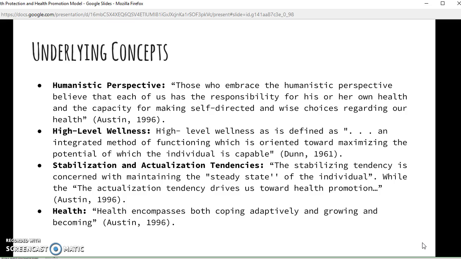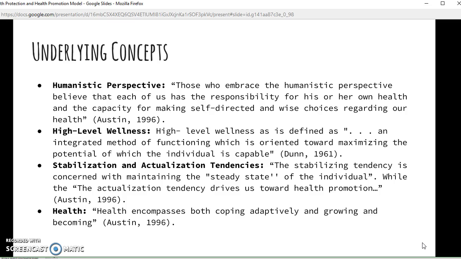Just as the quote on the PowerPoint says, those who embrace a humanistic perspective believe that each of us has the responsibility for his or her own health and the capacity for making self-directed and wise choices regarding our health. And one last thing on humanistic perspective, it recognizes that people have the capacity for self-development throughout their life. The second concept is high-level wellness.